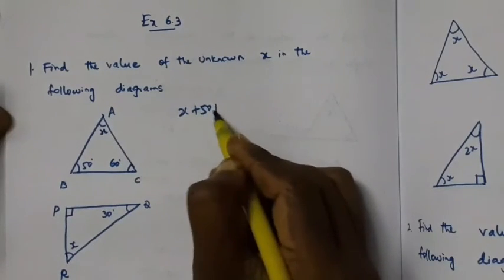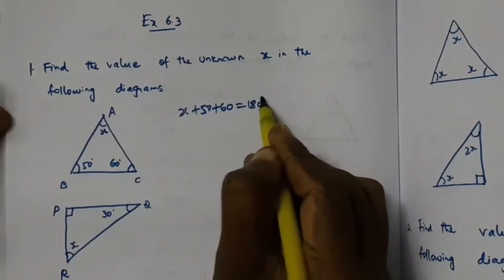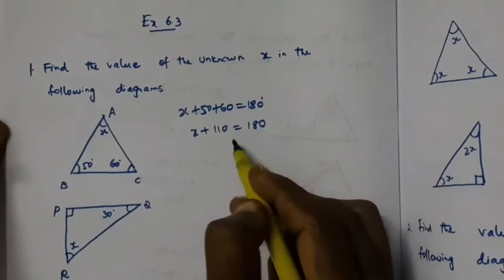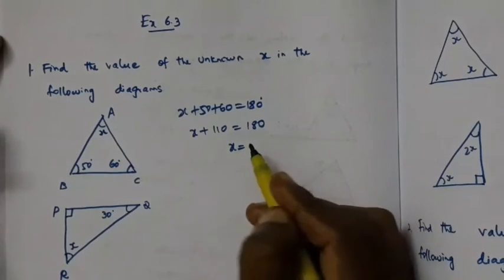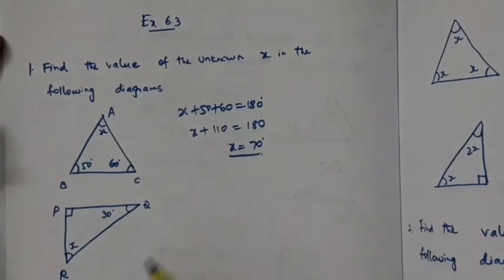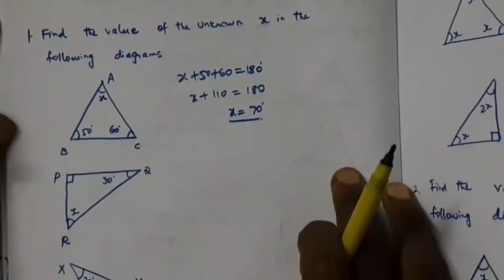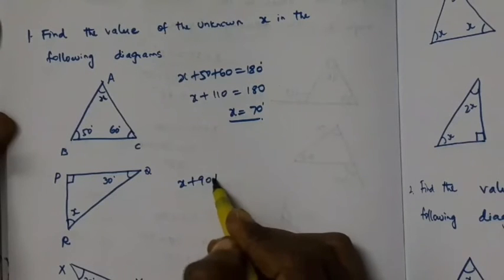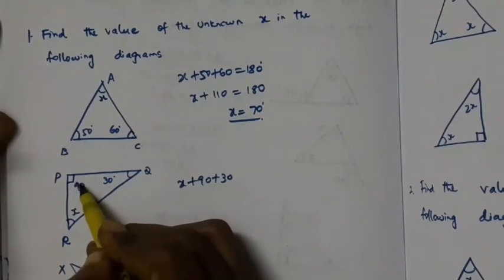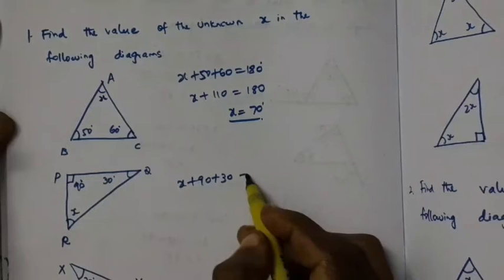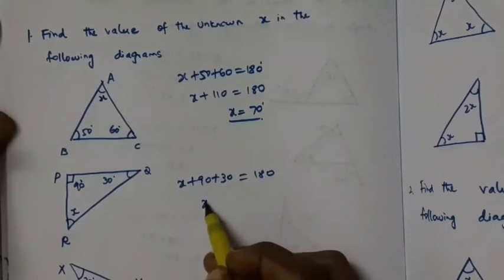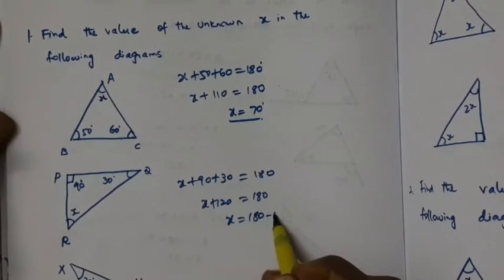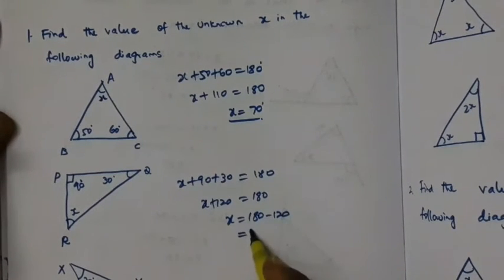So x plus 50 plus 60 is 180. Okay, so x plus 110 equal to 180. So x equal to 180 minus 110, that is 70. Here also you can see the symbol represents a 90 degree angle. So x plus 90 plus 30 is 180. So x plus 120 equal to 180. X equal to 180 minus 120, that is 60 degrees.